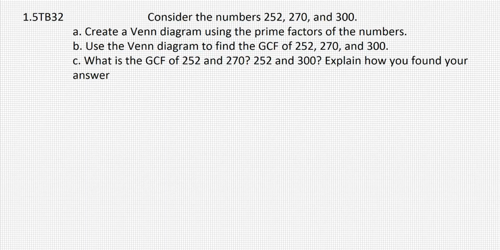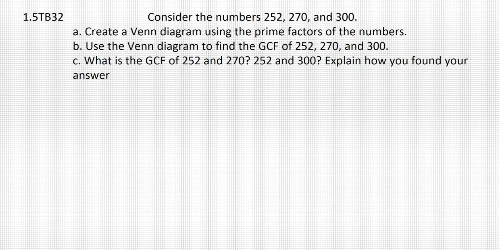Consider the numbers 252, 270, and 300. A. Create a Venn diagram using the prime factors of the numbers. B. Use the Venn diagram to find the greatest common factor of 252, 270, and 300. And C. What's the greatest common factor of 252 and 270?